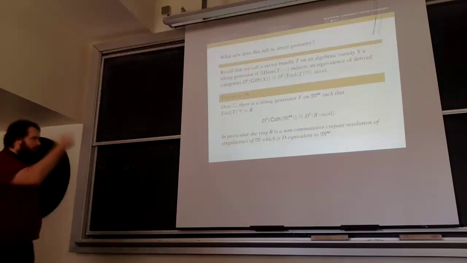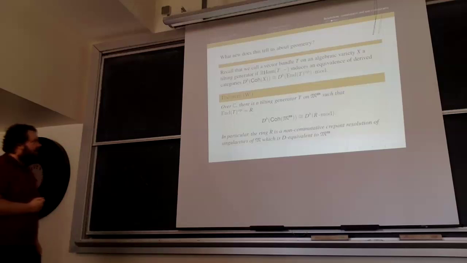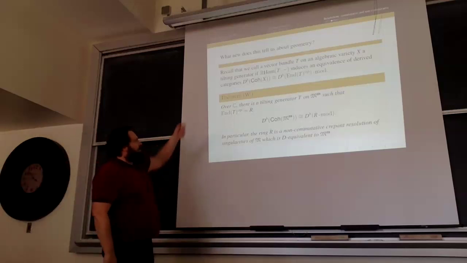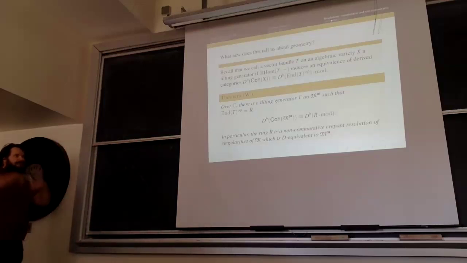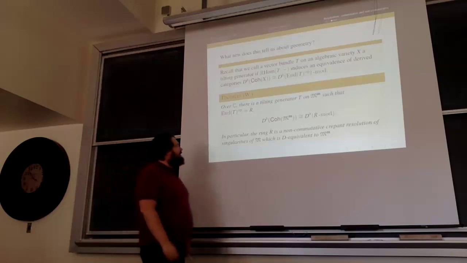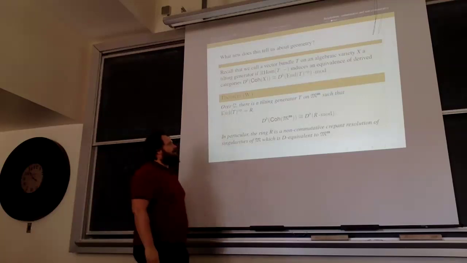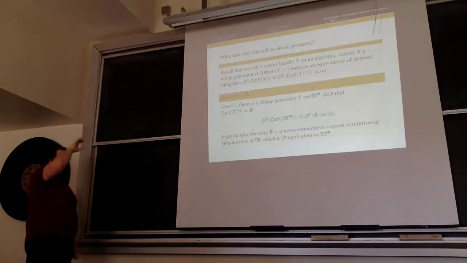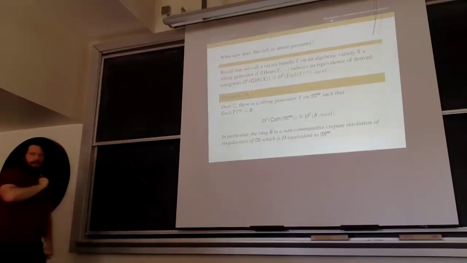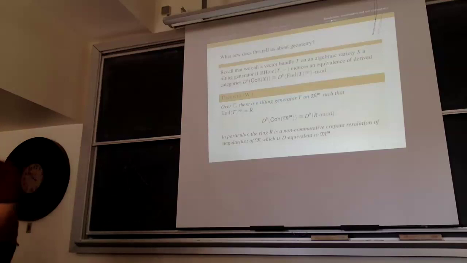So I would rather have a single ring that really describes things. And one way I can do that is to have what's called a tilting generator. So this is a vector bundle that captures the whole category of coherent sheaves on my variety. So the kind of easy way to say this is taking Hom with this vector bundle induces an equivalence of derived categories from D^b Coh to D^b of modules over the endomorphisms. And I guess this parenthesis is in the wrong place.